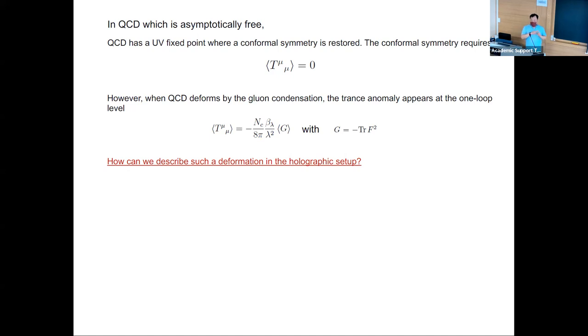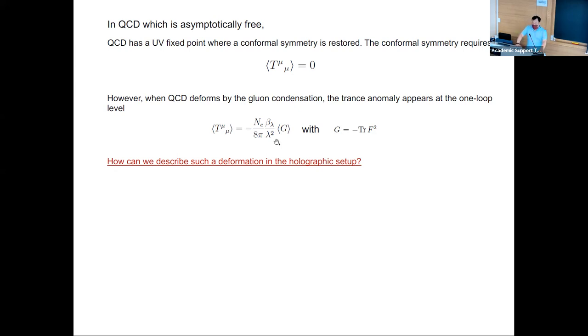But if you consider gluon condensation, then the quantum effect of the gluon condensation gives rise to a non-trivial quantum beta function. So this is known. At the one-loop level, the gluon condensation gives rise to a non-trivial beta function. Due to that, at the one-loop level, the trace of the stress tensor of QCD is not zero. It is proportional to the gluon condensation. So this is a quantum effect.